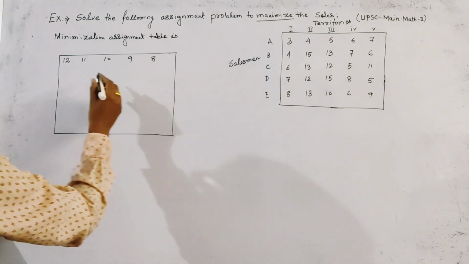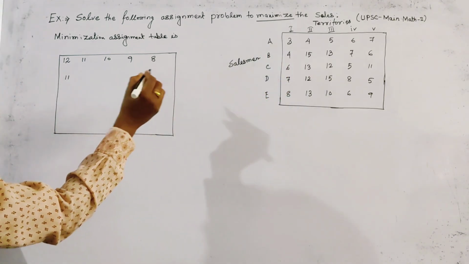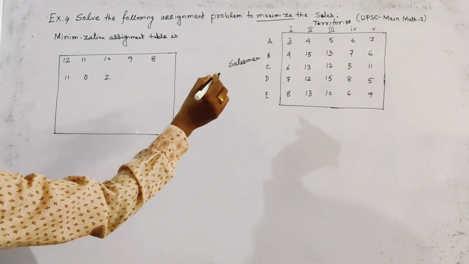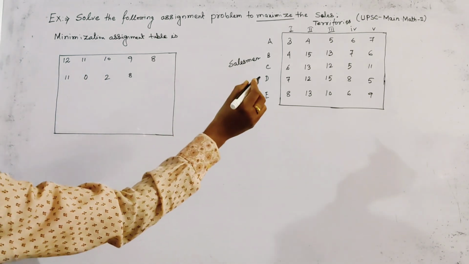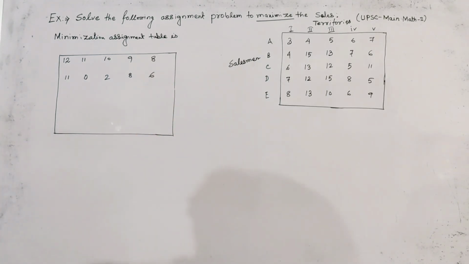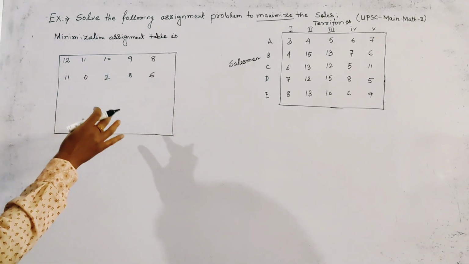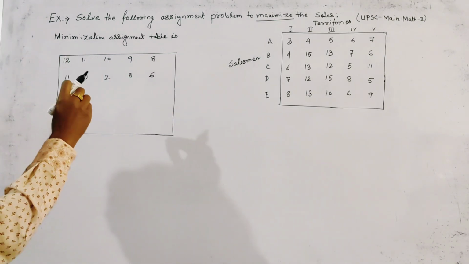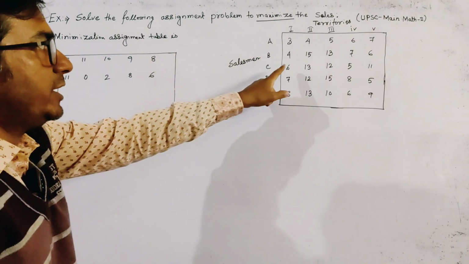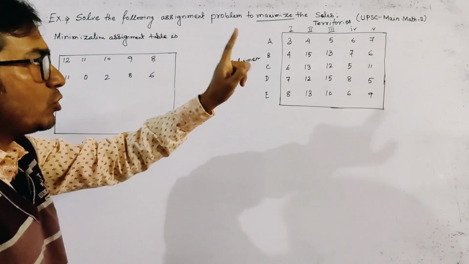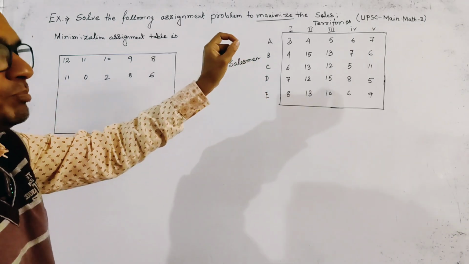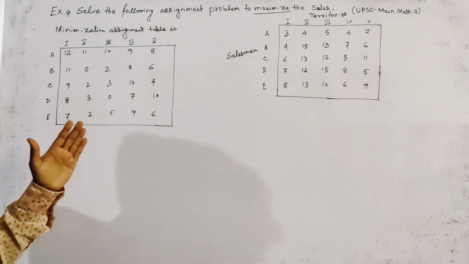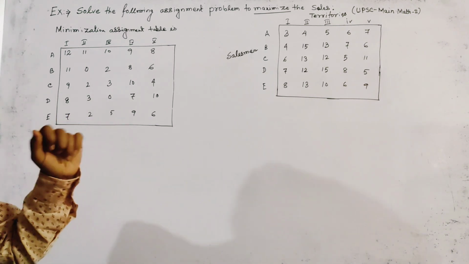For the second row, it is 11. The second element is 0. This is 2. This is 8. Now this is 6. And similarly, we write all the costs of the corresponding cells by subtracting each element from the highest cost of the table, that is from 15. We get the table. So this is the minimization assignment table.